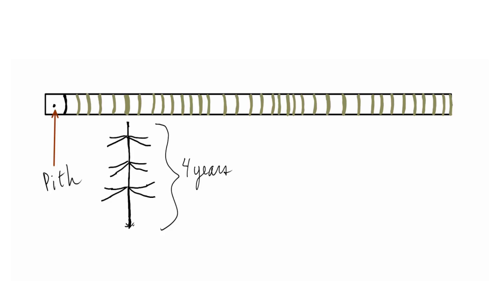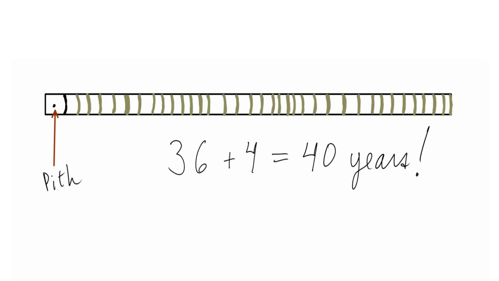But for this reason, it is standard procedure to add 4 to the number of xylem layers you've counted. In our case, as we've counted 36 bands, the final age of our tree is 36 plus 4, or 40 years.